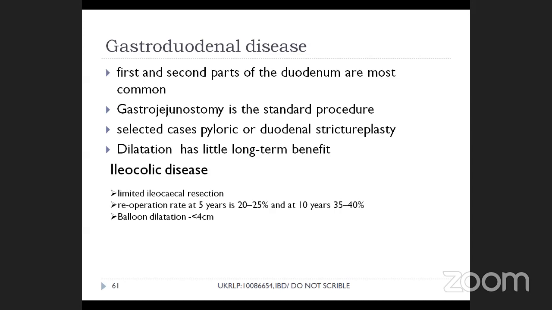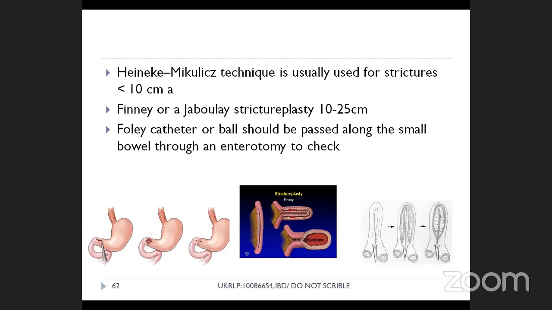So coming on to the ileocolic disease, usually it needs resection, and dilatation can be helpful if the terminal ileum stricture is less than 4 centimeter. However, reoperation after balloon dilatation is 20 to 25% within 5 years, and under 10 years it is 35 to 40%. So the easiest way to avoid resurgery after 5 or 10 years is ileocecal resection.